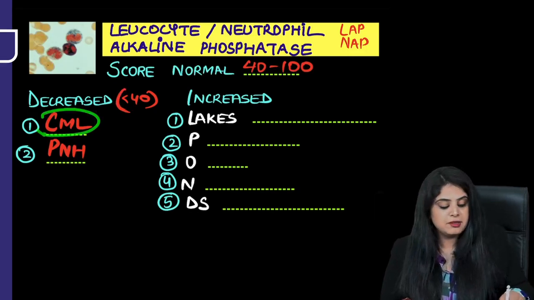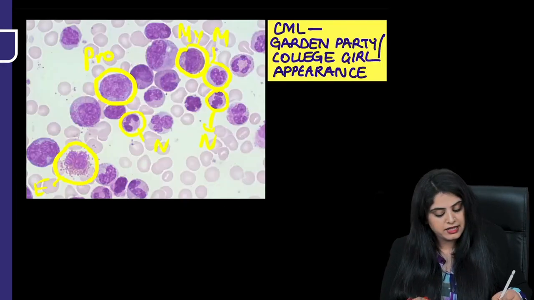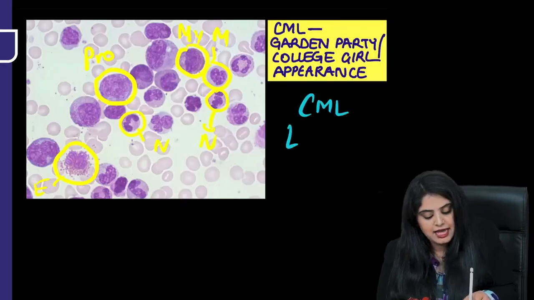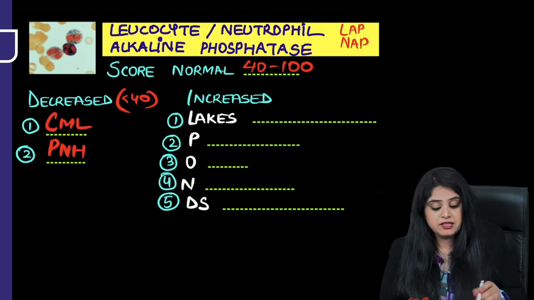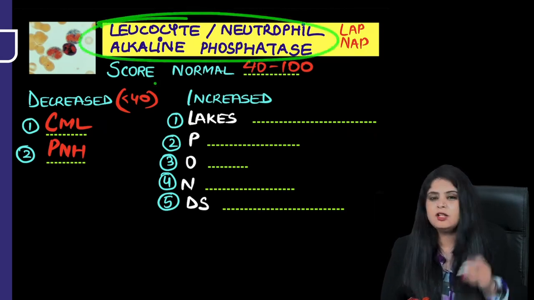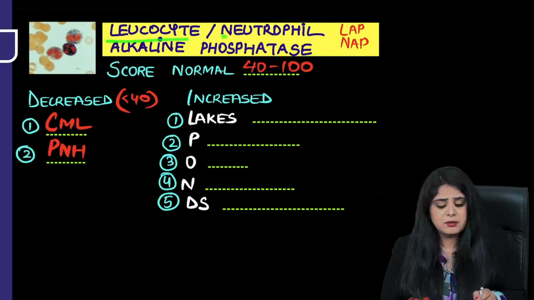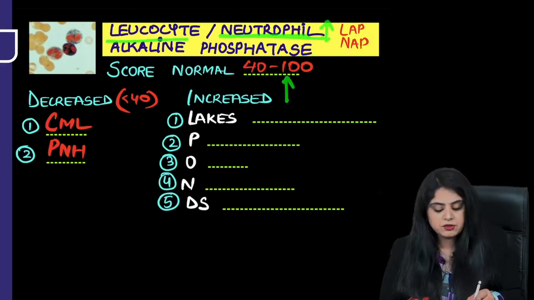So remember, CML sounds like small, no? That is why I can say that in CML, the LAP score is going to be low because CML sounds like small. Whereas when is the LAP score going to be more? Common sense. LAP score means NAP score, neutrophils. Wherever the neutrophil count goes up, the LAP score will also go up.